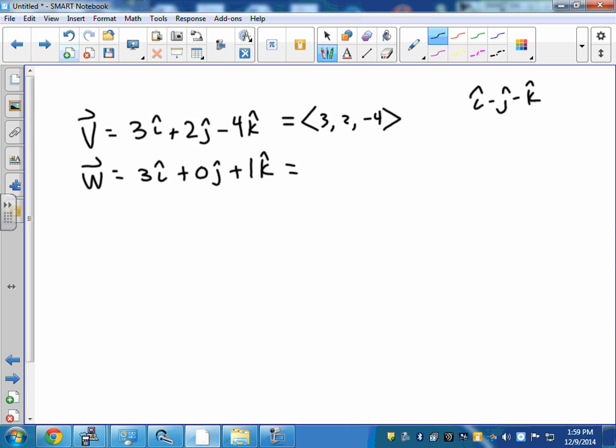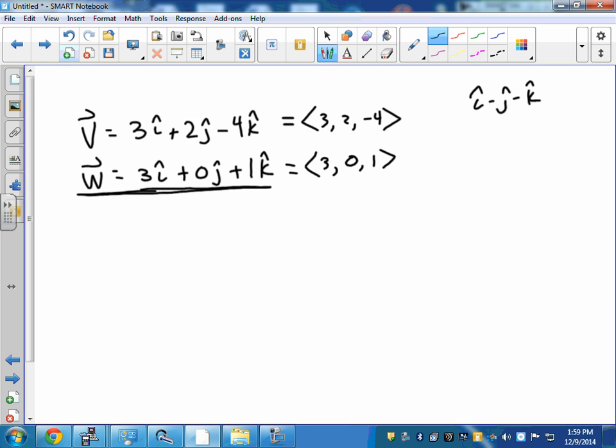Right, and this one would be 3, 0, and 1. So there's the components and there's the IJK form. Frankly, I sort of like component form, but in a lot of the textbooks I'm teaching out of in calculus, a lot of times they give vectors using the standard unit vectors as part of the problem. And a lot of times I just convert it to component form right off the bat.